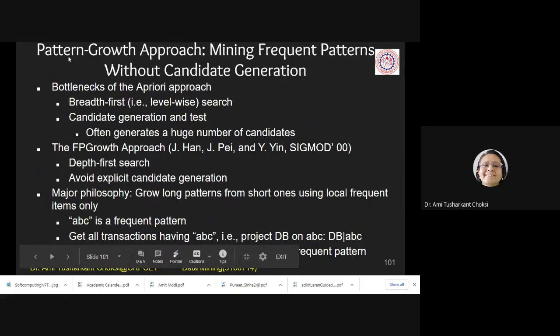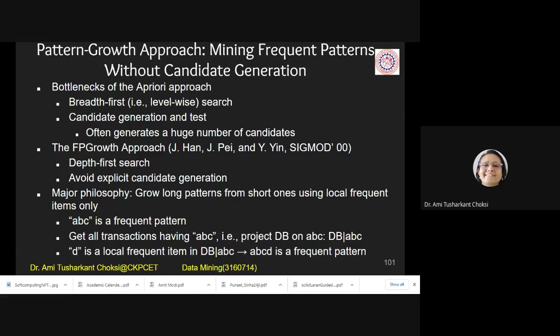For limitations of the Apriori algorithm, removal, we do have the algorithm. Next we want to study the pattern growth approach, that is mining frequent patterns without candidate generation.